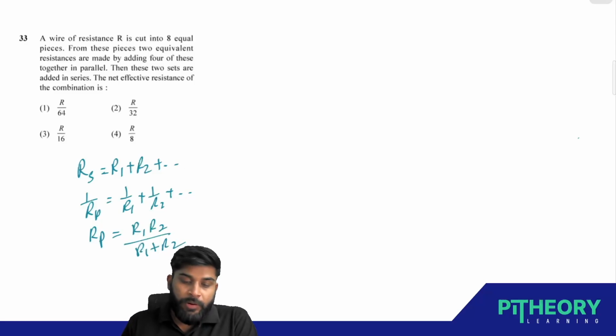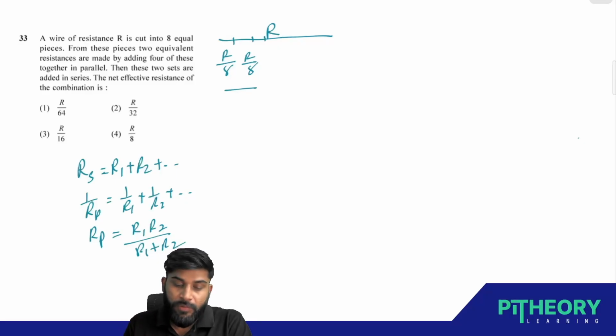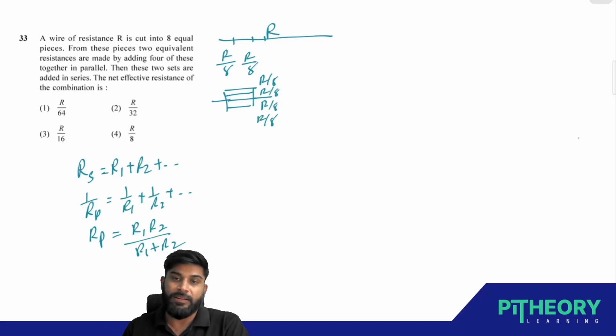Okay, so here we have a wire whose resistance is R. Now this is cut into how many equal parts? 8 equal parts. So the resistance of each part will be R by 8. Now you are making two equivalent resistances by adding 4 of these together in parallel. So 4 of these you are taking and connecting in parallel like this: R by 8, R by 8, R by 8, R by 8, all 4 in parallel with each other.